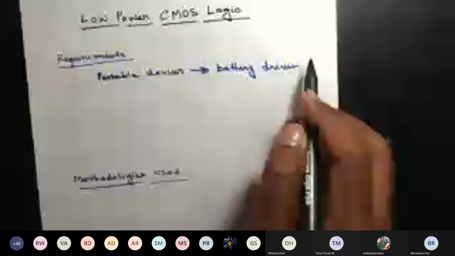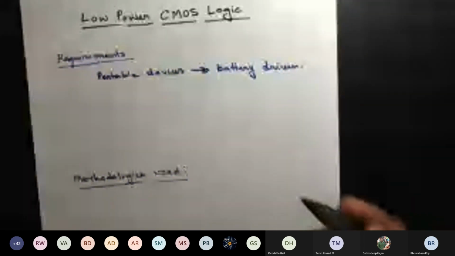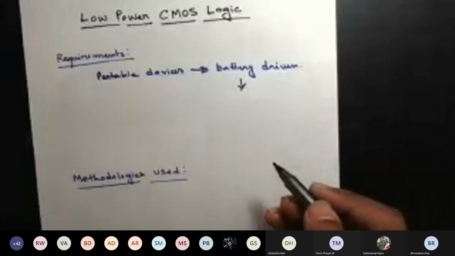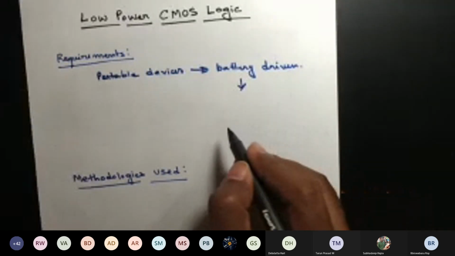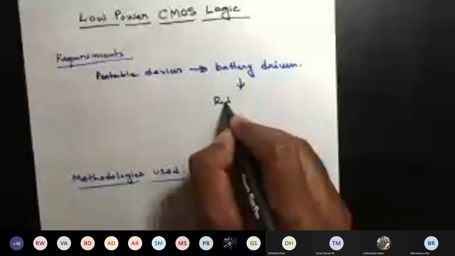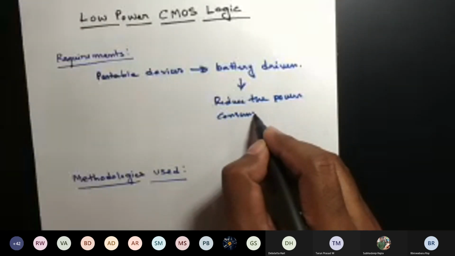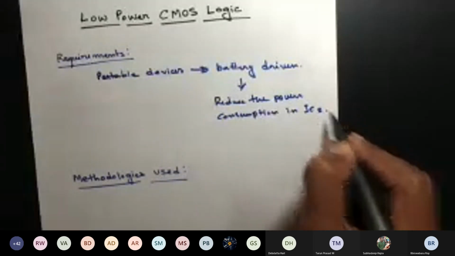So it's a battery-driven device. We are focusing on what, from the digital IC point of view, we can do to reduce the power. We need to limit the power consumption or power dissipation in a digital IC, to reduce the power consumption in ICs. That's how we can do that.